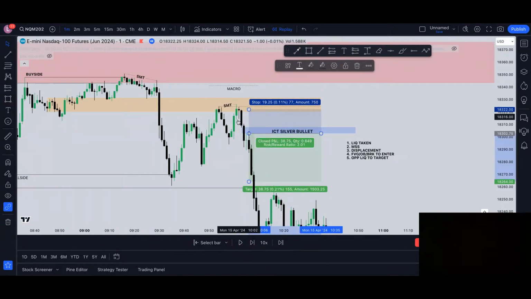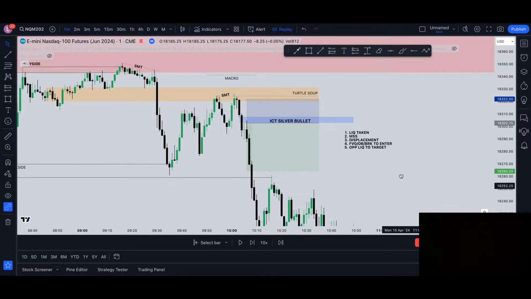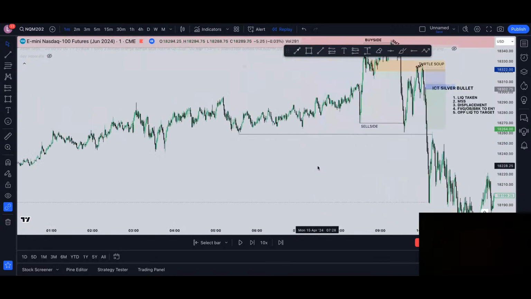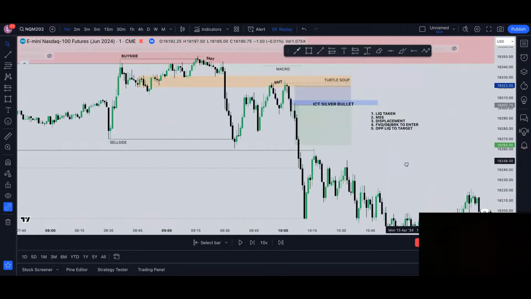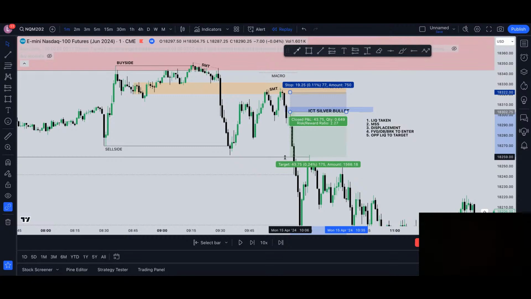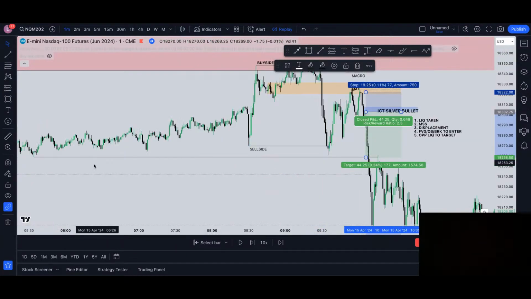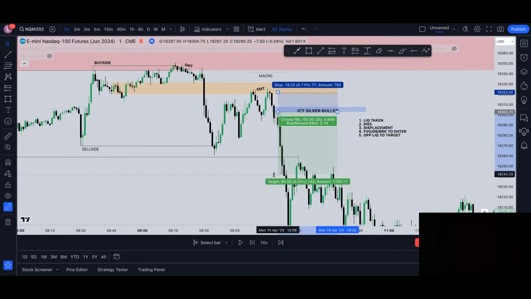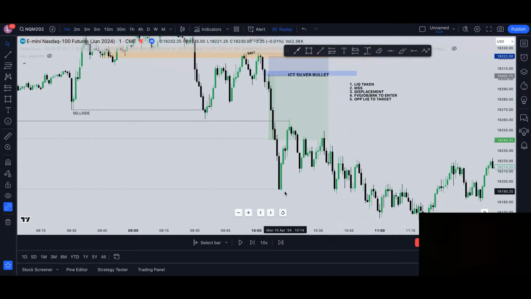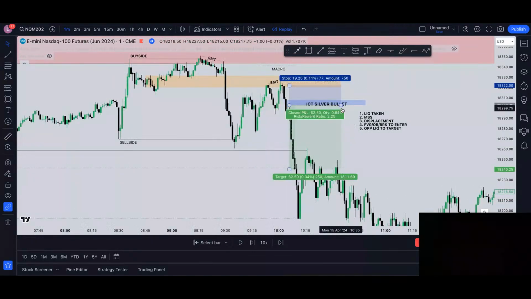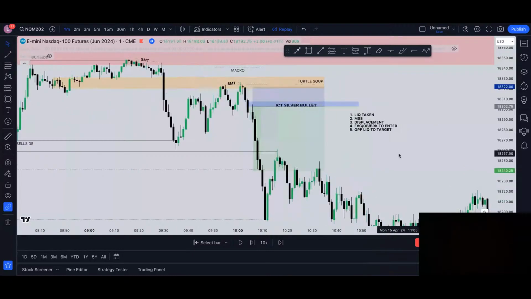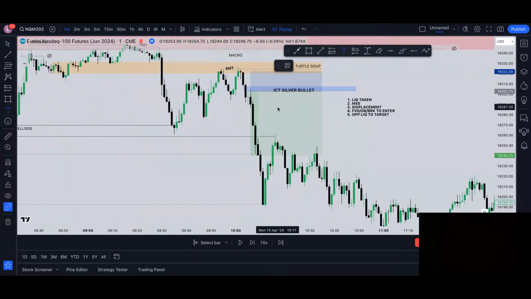Your stop is above this candle, around 20 handles, and equal lows. You can take your first partial over here under these lows, and you can let it run till London lows. 1, 2, 3, and 62 handles.